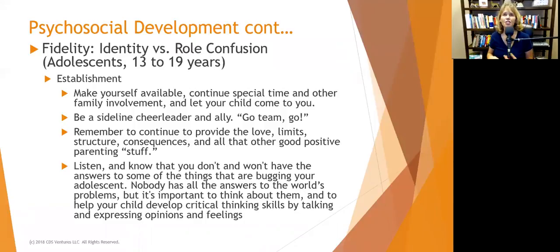It's important for parents to remember to listen and know that they don't and won't have answers to some of the things that are bugging the adolescent. Nobody has all the answers, but it's important to encourage adolescents to think about them and help the adolescent develop critical thinking skills by talking and expressing opinions and feelings. So encourage them to tell you their points of view and the points of view of other people, and then talk about the pros and cons, and maybe even have them take that other person's point of view and argue it for a while to try to get into their shoes and understand where they're coming from.